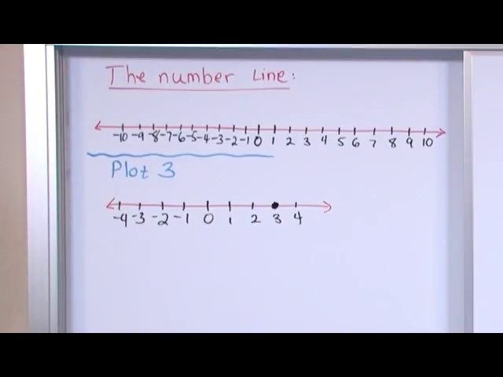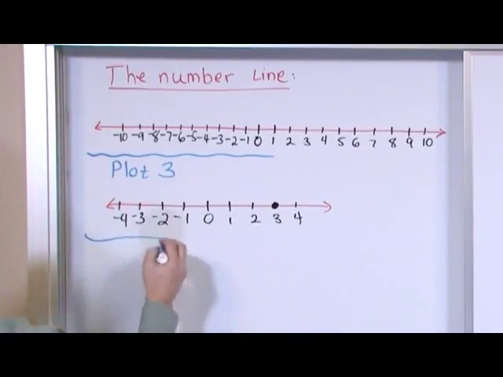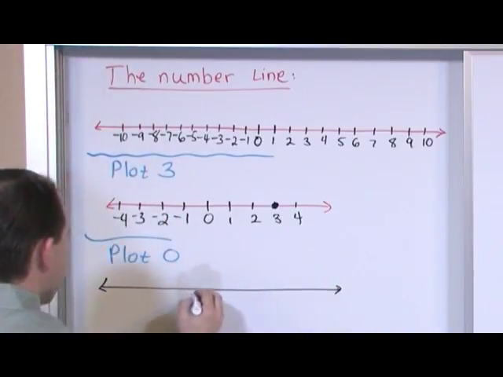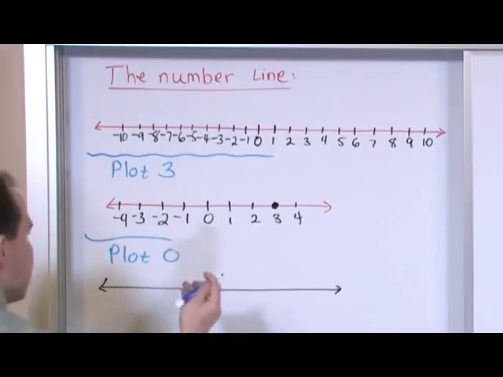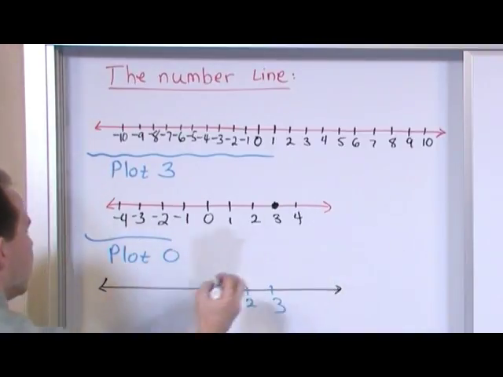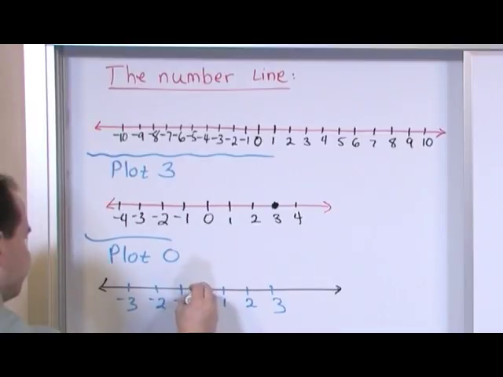That's all you're doing. So we're just going to do a few of these just to kind of drill it home. So let's plot 0 on the number line. So it's the same kind of deal. Draw a number line. 0, 1, 2, 3, and on and on and on. -1, -2, -3, on and on. And 0 is right there in the middle.